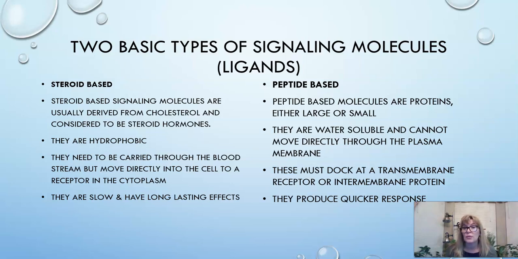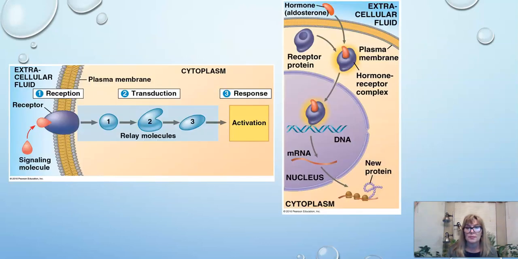The second one, or the other type, is the peptide-based, and they are proteins. They can be large or small. They are water-soluble, and they cannot move directly through the plasma membrane. They must dock at a transmembrane receptor or an intermembrane protein. A transmembrane receptor is just a type of an integral protein. These do produce a much faster response, though.